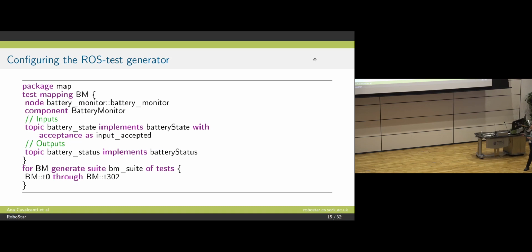It's really very simple. For my battery monitor, we can say, well, here's the test map for the battery monitor. It's for that node of the ROS code, for that state machine of the RoboChart model. I have how the inputs are implemented, so the topic battery state would correspond to the event battery state and so on. I can then say, for that particular mapping, generate a test suite, and then say, use some of those tests. Here we use 303 tests. You could choose some, further focusing your experiment.